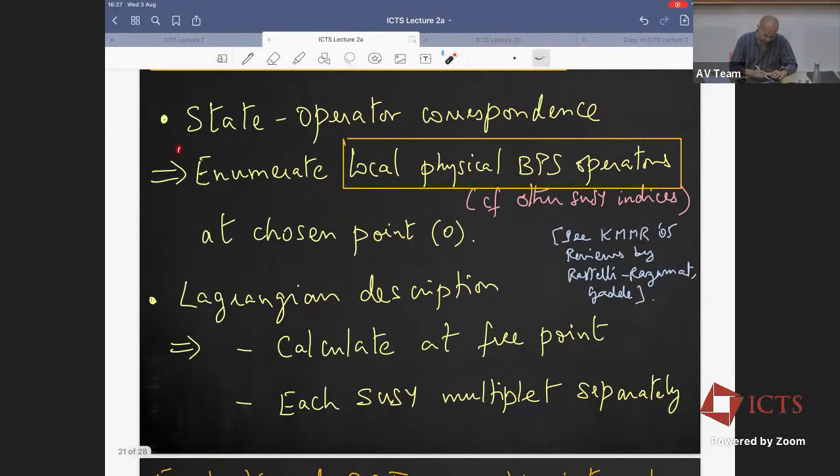You can either do this as a counting problem, or by the Lagrangian description using localization. So you calculate at some free point, and then you argue that it's independent of coupling. Both of these things have been done in the literature. I won't do it. You can see the reviews if you want.